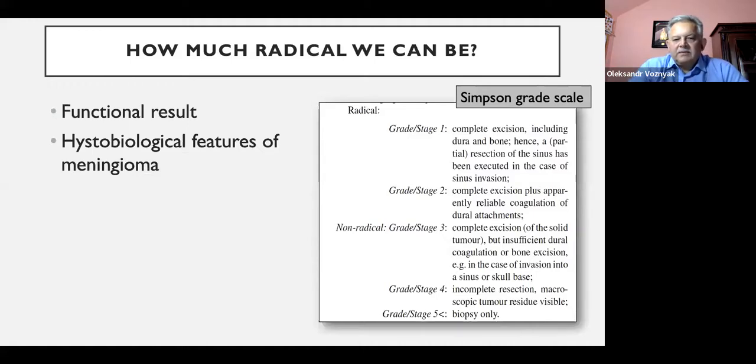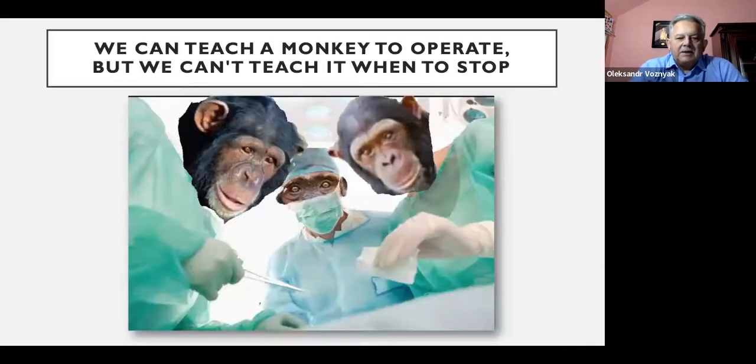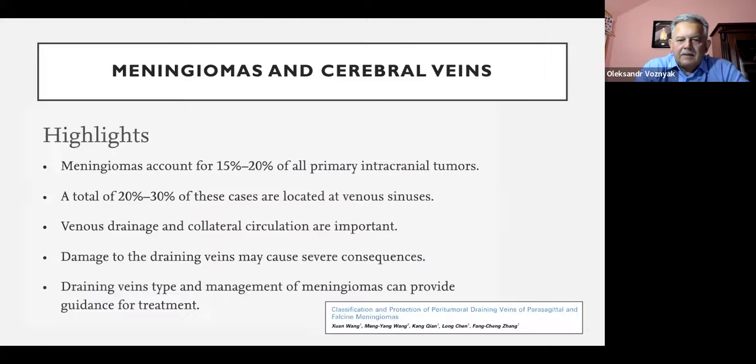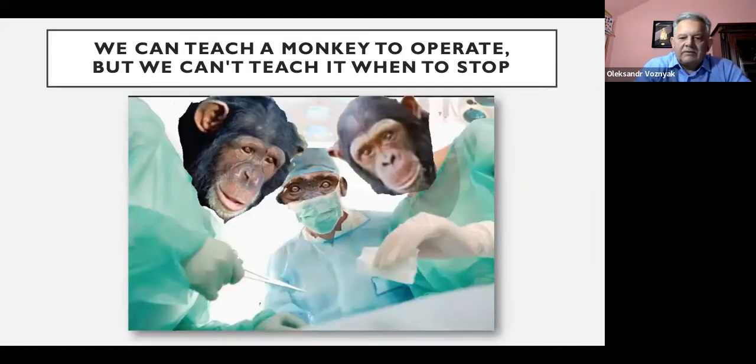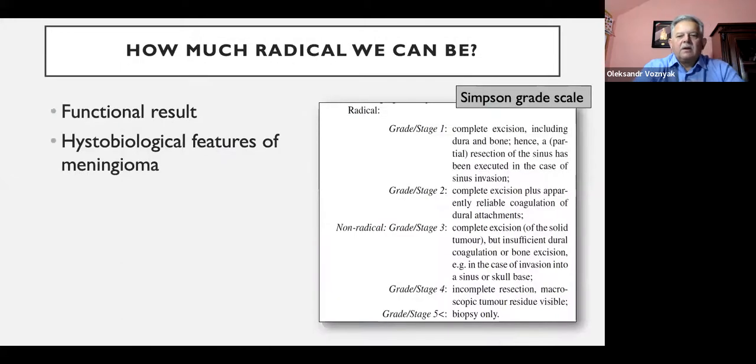The Simpson grade scale is a good scale to describe the resectability of the tumor, but it has been very well shown that the histobiological features of the meningioma are more predictive of tumor recurrence than the grade of tumor resection.